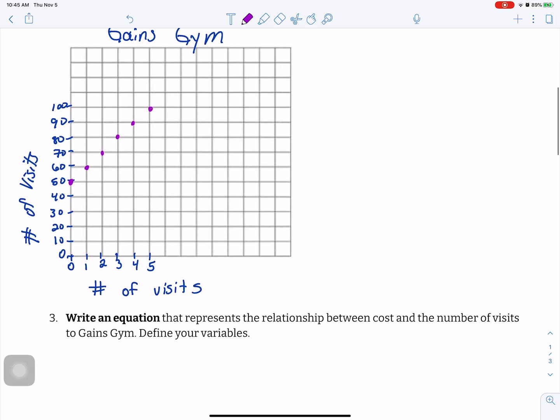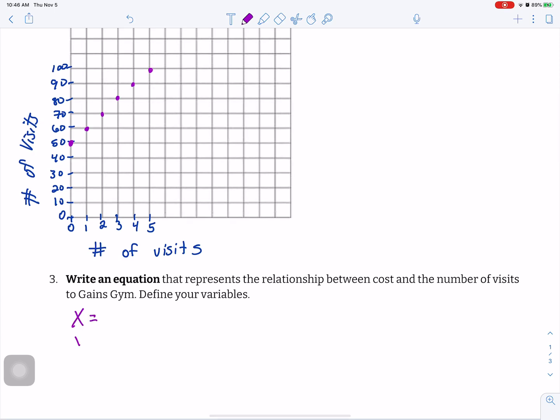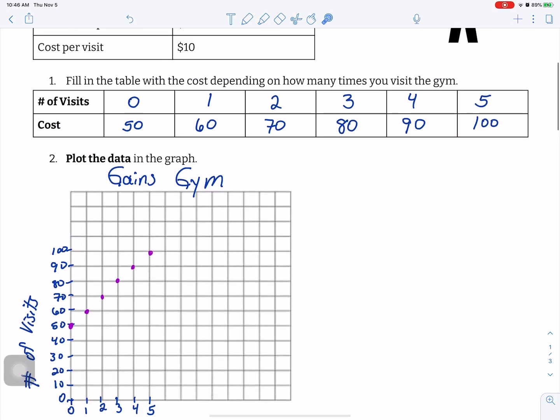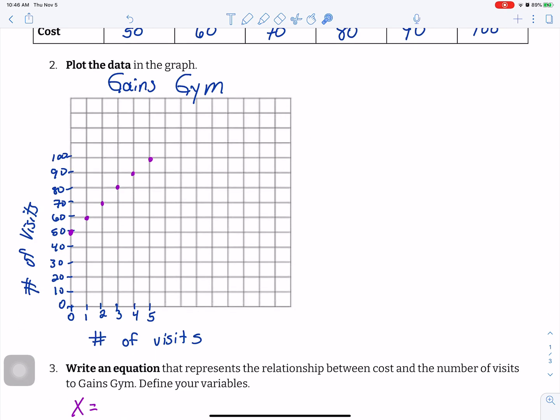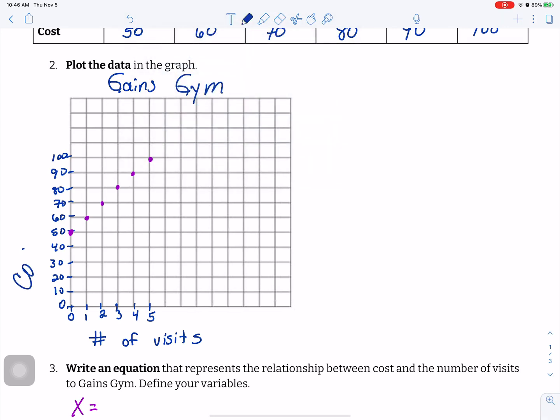So it says write an equation that represents the relationship between cost and number of visits to Gaines Gym. Define your variables. Defining the variables just means like what does x equal and y equals. X is going to equal whatever we chose to put on the x-axis, our independent variable. So in this case, I did number of visits. And sorry, it is number of visits. This one here should have been cost. Sorry about that. Some of you are probably screaming at the video, no, it's not number of visits.